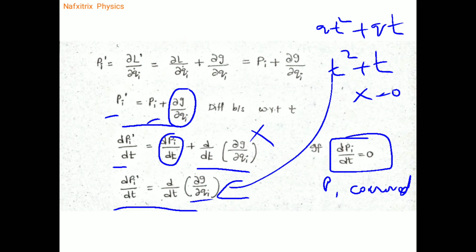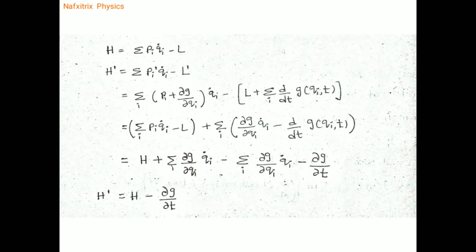So finally, as we have ∂pi dash/∂t equal to this term, we cannot say that pi dash is conserved. If pi is conserved, it is not necessary that pi dash is also conserved, that is, that its derivative with respect to time is 0. So we cannot say.